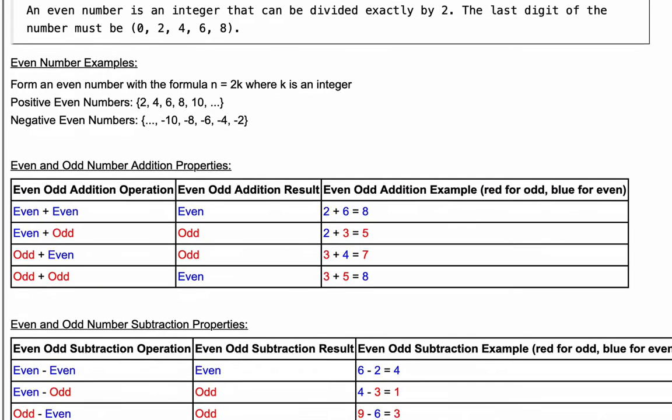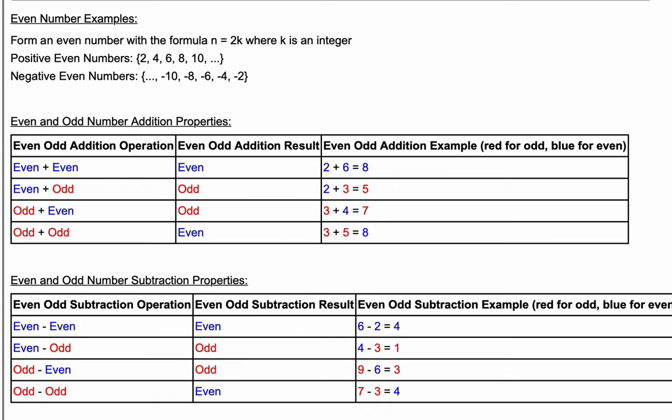Let's walk through some even number examples. We form an even number with the formula n equals 2 times k, where k is an integer. And if we take a look here, here are some positive even numbers. So we've got 2, 4, 6, 8, and 10. And this triple dot means it extends into positive infinity.